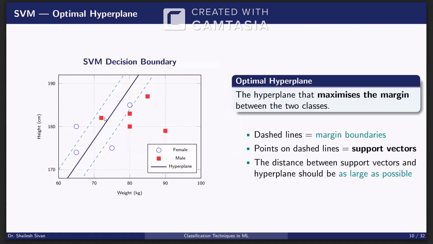The optimal hyperplane is nothing but we will consider some points in the data set. Like, suppose we have data like this. And some points.